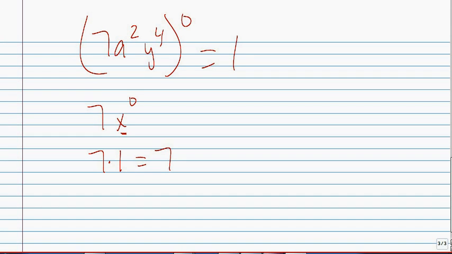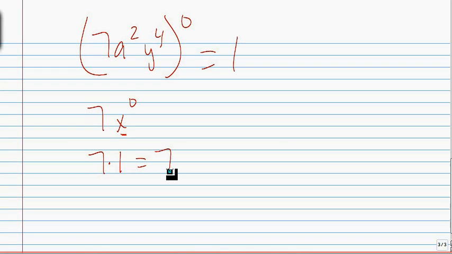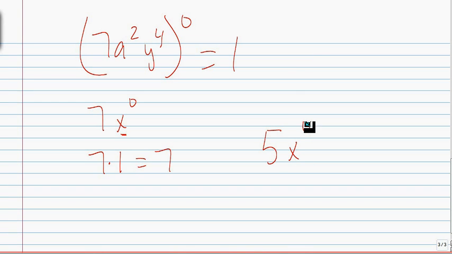Okay, let's say that I have this one. Let's say that I have 5x to the 0. It works the exact same way. x to the 0 power is 1. And 5 times 1, you guessed it, it's 5.